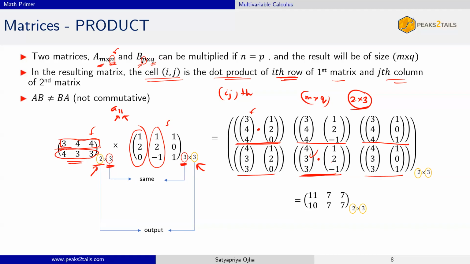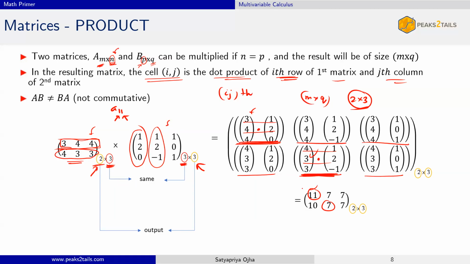So this is the first step. After you identify which row and which column need to be multiplied using dot product, the next step is easy. Just do a dot product. Dot product of the first one is 3 plus 8 plus 0, 3 plus 8, 11. And this guy would be 4 plus 6 minus 3, 7. Okay. That's it.